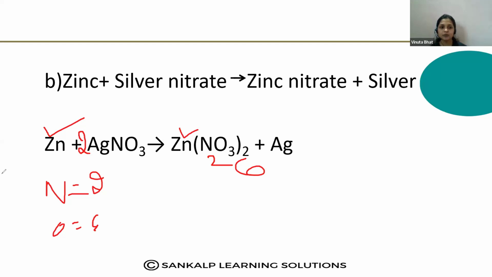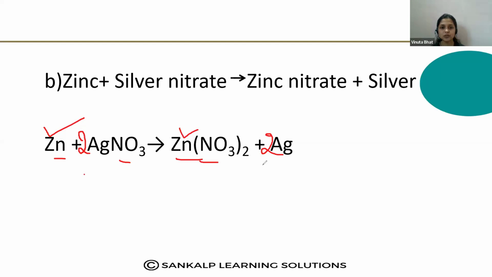But check about silver. Silver 2 here, but in the product we have to add 2. I have added 2 in the product, so check whether it is balanced or not. Here zinc is balanced, nitrogen is balanced, oxygen is balanced, and silver is also balanced. This is a balanced chemical equation.